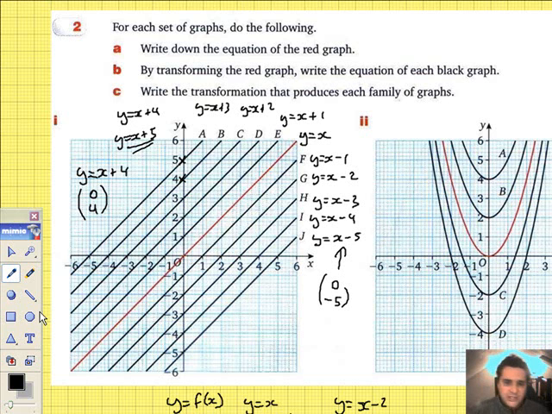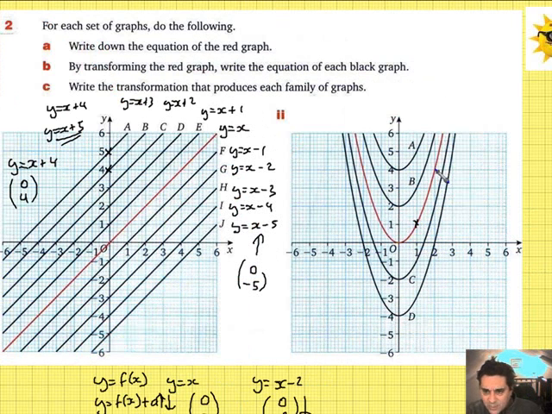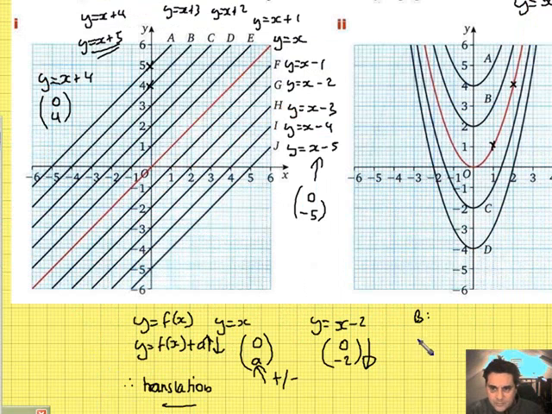Now I've got this one to do as well. First, let's just identify the red graph. Well, that's the coordinate 1, 1. That's the coordinates 2, 4. I reckon we're playing with y equals x squared. Very easy. So let's look at graph B. Let's just list them here then. I've got B, I've got A, I've got C, and I've got D. Very straightforward. Let's do A first.